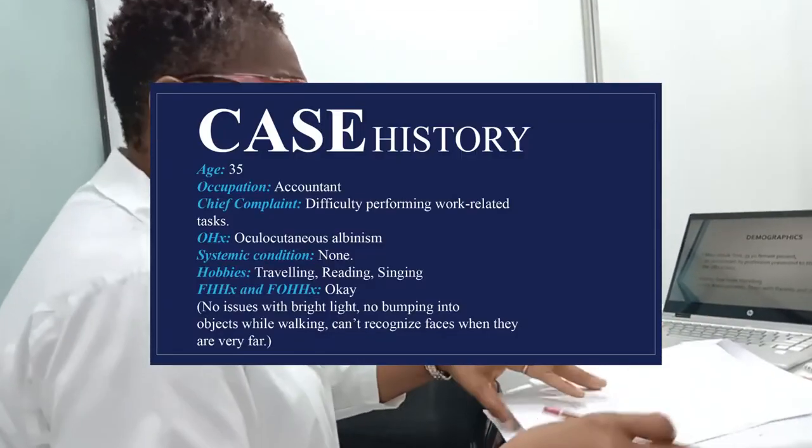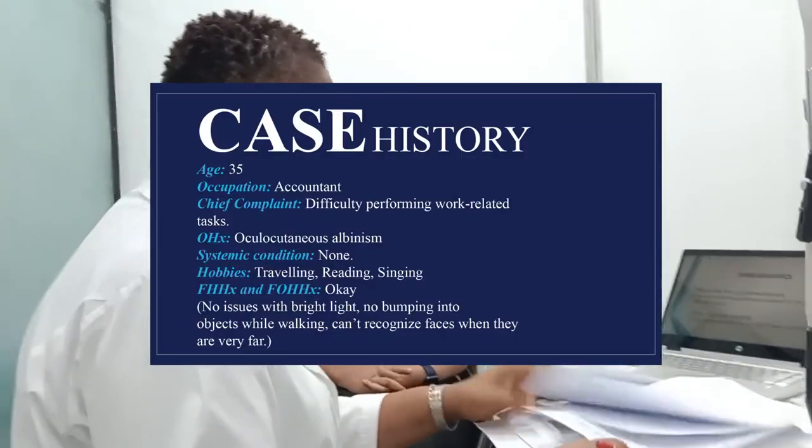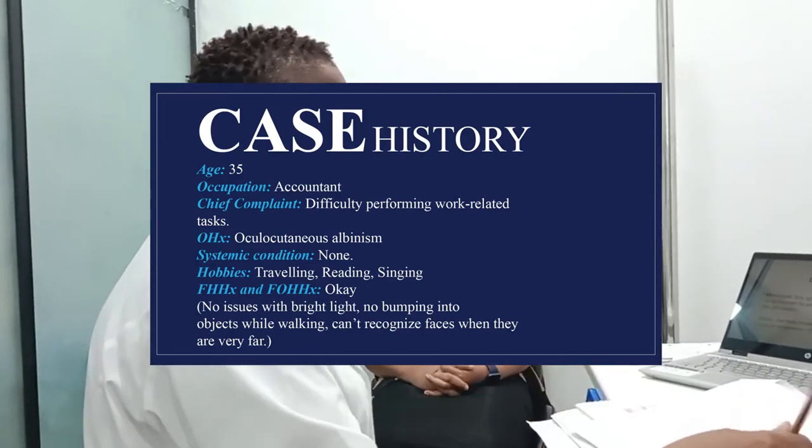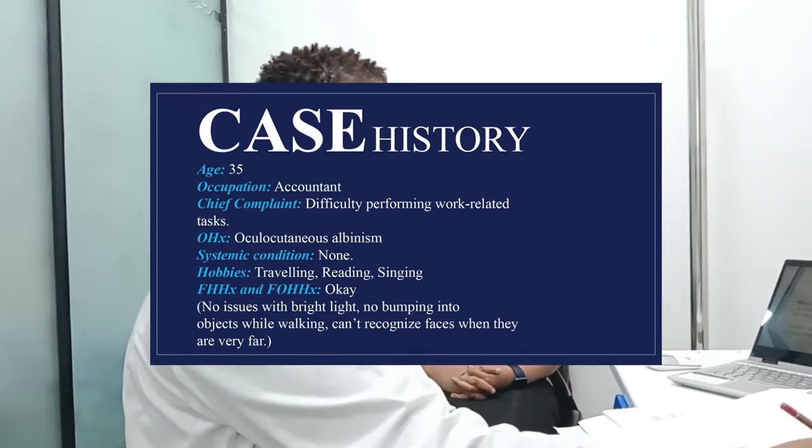Okay, so we've been able to take her history and then her family history, health history, medical history, and all that. So we're going to take her visual acuity at far using our Snellen charts, after which we'll also take her visual acuity with the ETDRS charts. So we're going to start with her visual acuity.